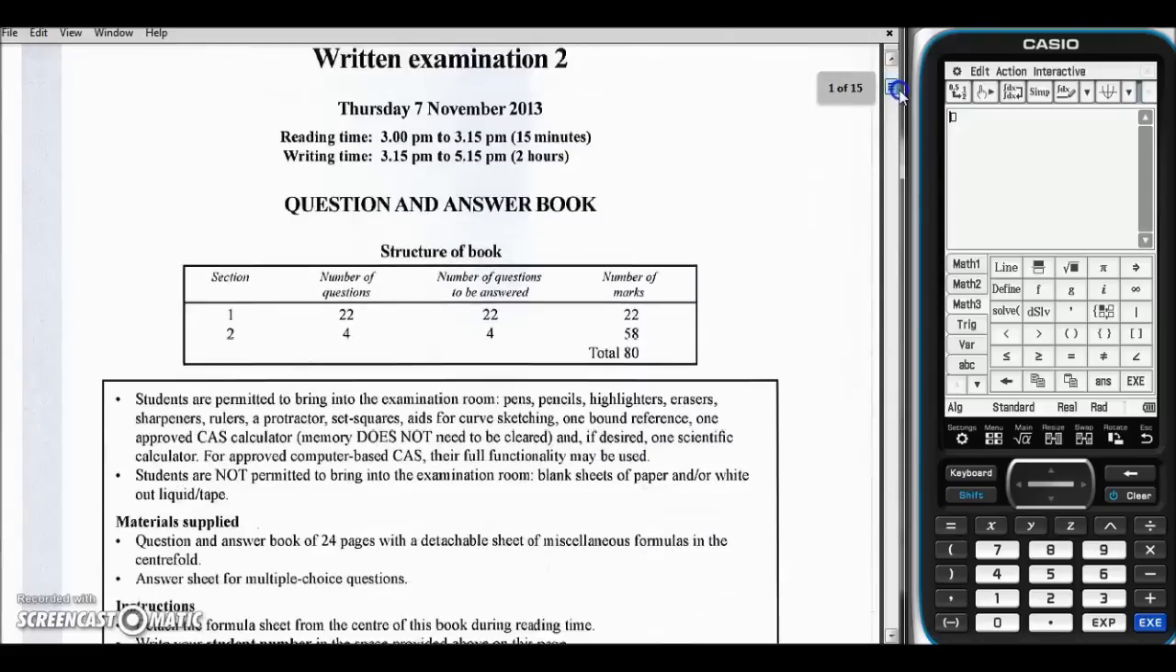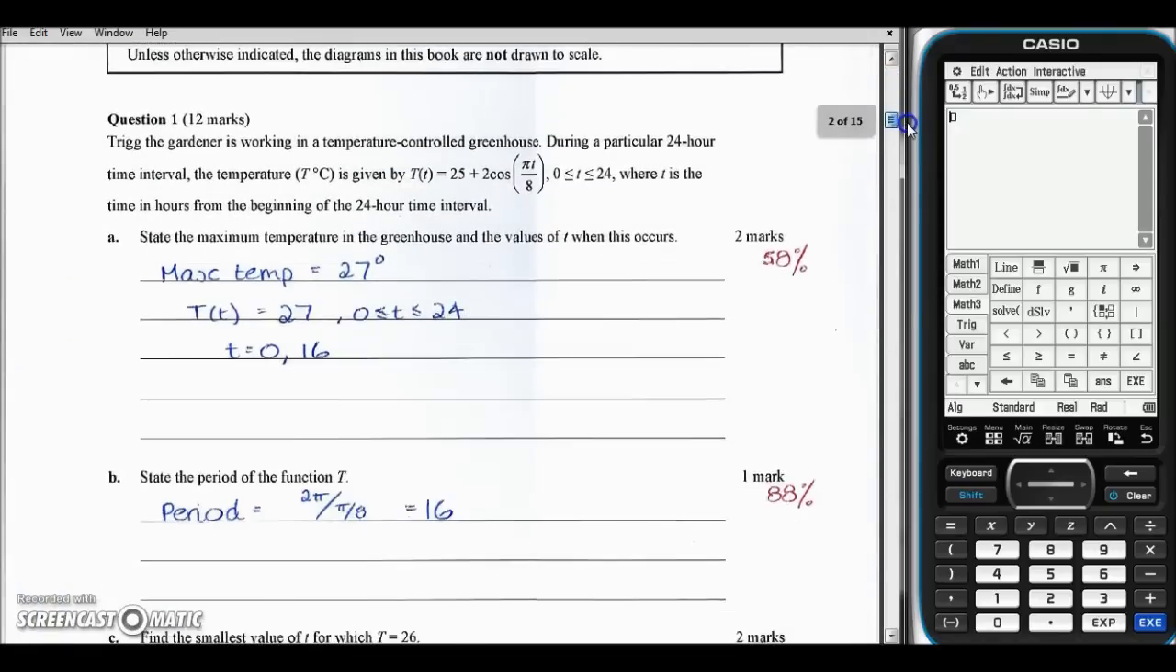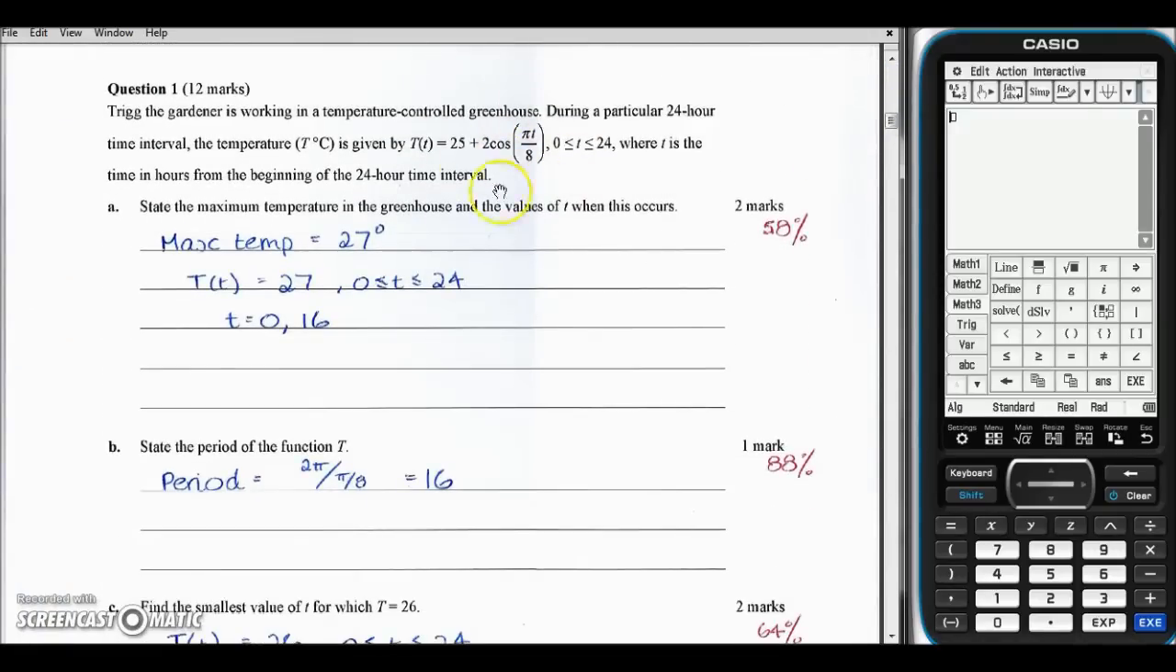So moving on, question 1, which is about Trig the gardener. Trig because it's a trig function. Do you get it? Very good.